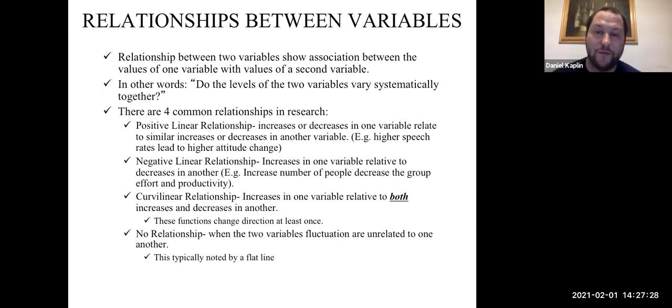A curvilinear function means as variable A increases, variable B goes up and down in a systematic way. So there's both increases and decreases in a systematic way. It's very important to understand that the increases and decreases are systematic, and you could see almost like a bell-shaped curve. Whereas with no relationship, you have increases and decreases on variable B, but in a random, fluctuating way. So these are the four relationships.